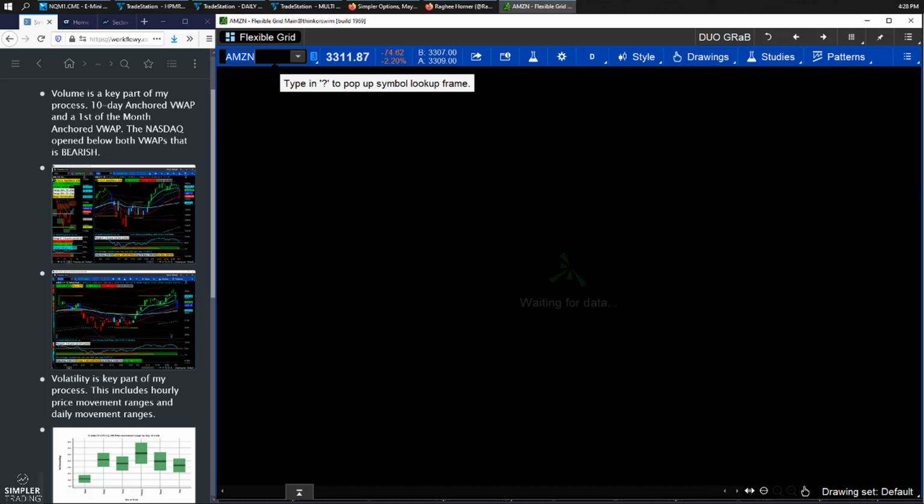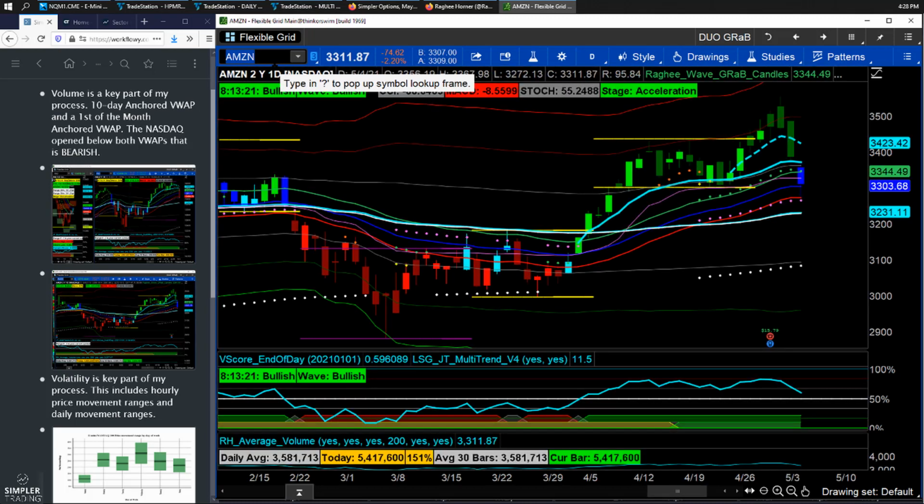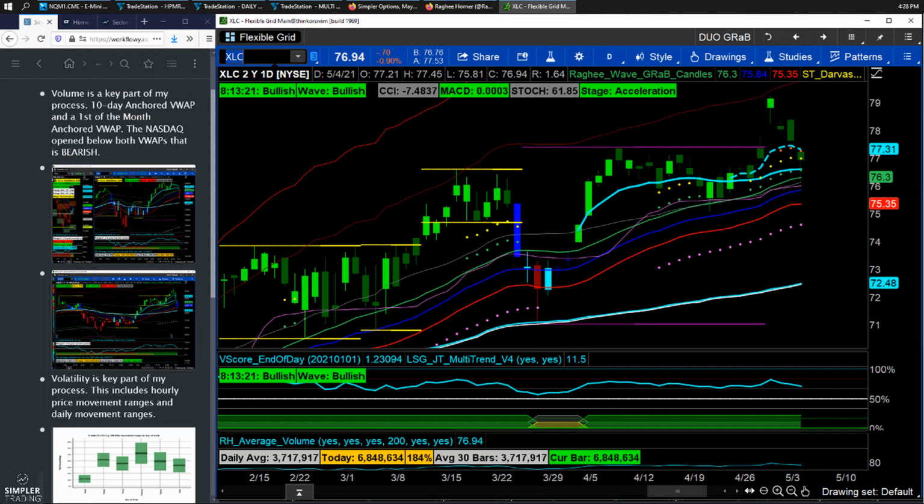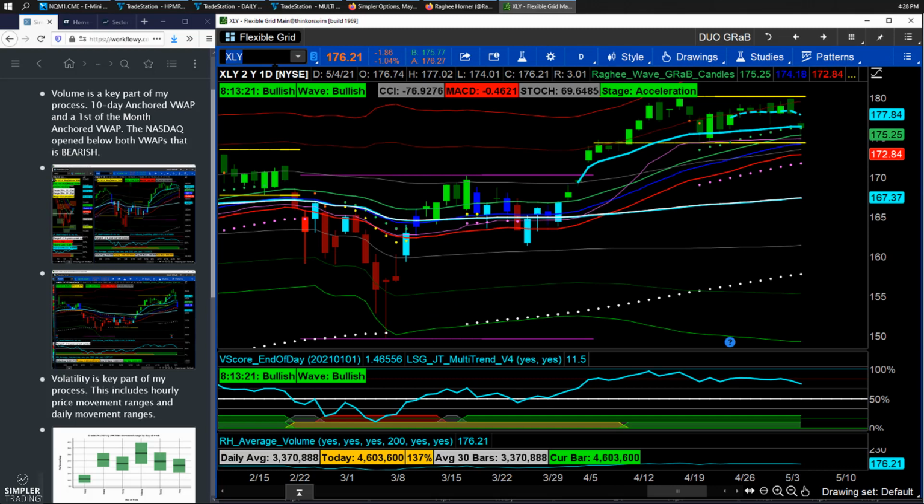Take a look at Amazon. Same two anchored VWAPs, same situation, open below, trading below, both the 10-day and the 1 month anchored. If you're going to think about shorts, that's where you think about it. Now, let's contrast that with the XLC or even the XLY. Trading inside those two, right? We're not quite breaking below.